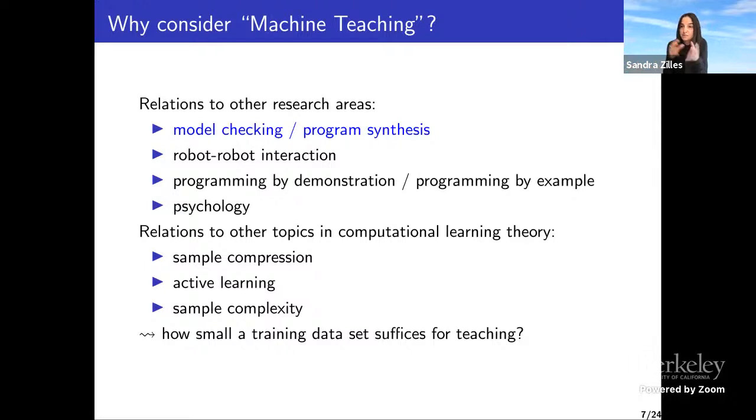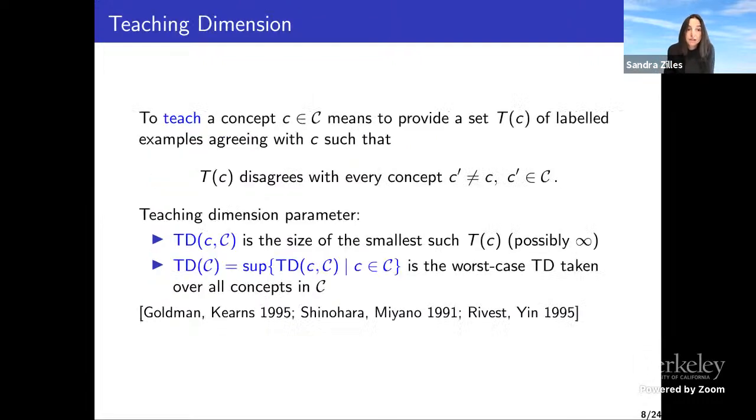So how small can the teacher make the number of examples so that the learner can still identify the target concept correctly? The classical notion of teaching goes back to the early 90s. Several research groups have worked on it independently. That's the teaching dimension notion.